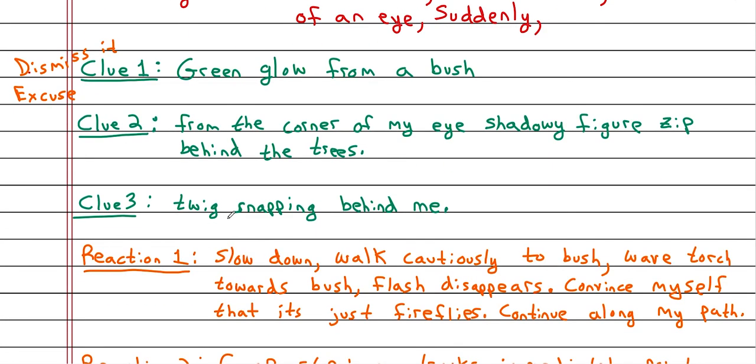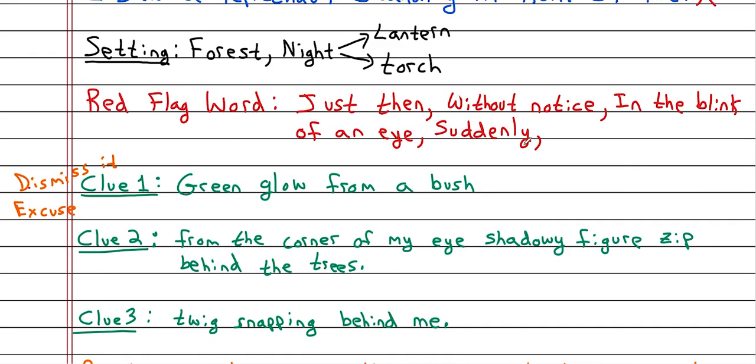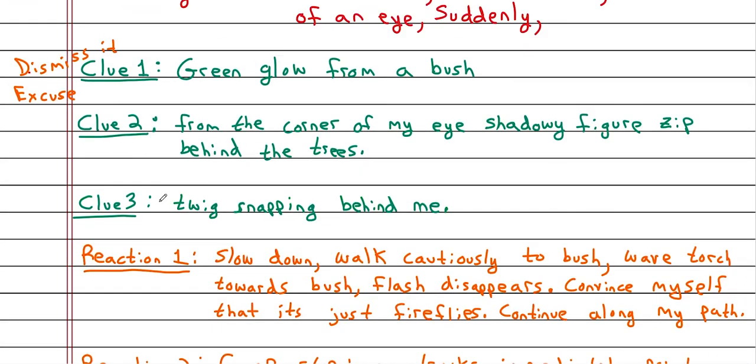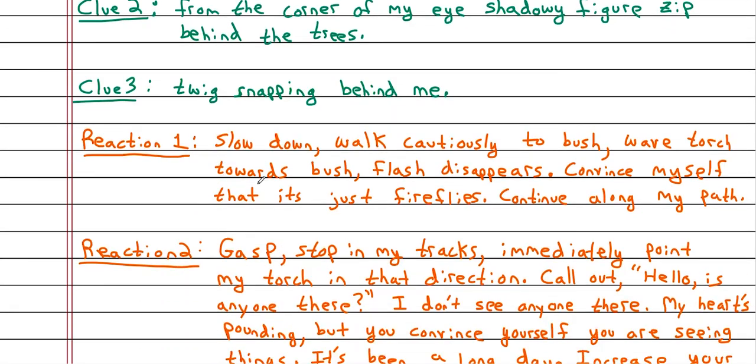Oh, and that's another thing. We could say, maybe here we could say just then. And for the second clue, we can maybe say suddenly. And maybe in the third clue, we could pick a different one. Something like in the blink of an eye. I don't like that one. Maybe without notice. Without notice, a twig snapped behind me. But for every single clue, you want to use a red flag word. And then you want to reveal the reactions each time.